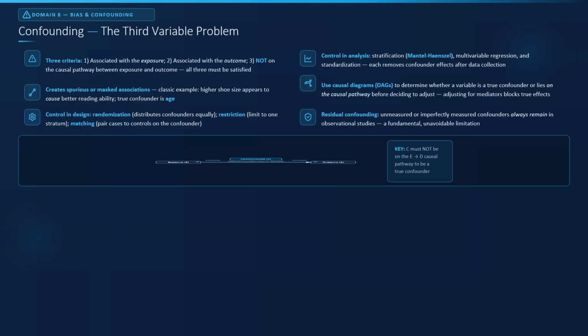And to earn the title of a true confounder, a variable has to satisfy all three criteria on this slide. Not two of them, all three. Has to be associated with exposure, has to be associated with outcome independently, and critically, it must not sit on the causal pathway between the two.